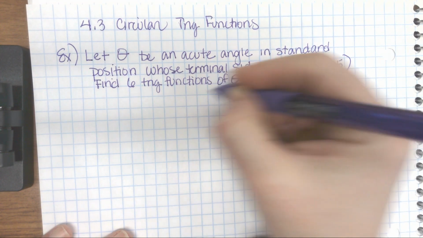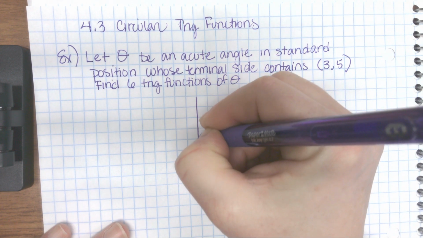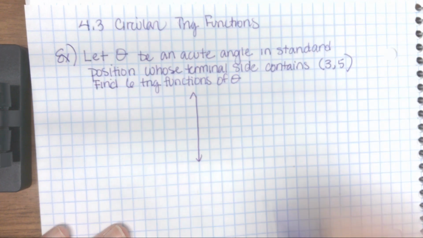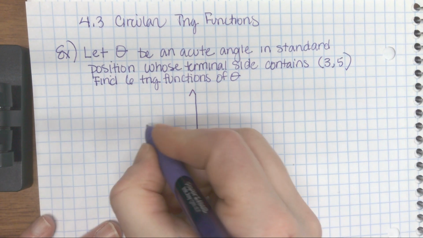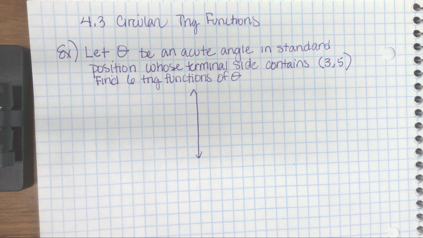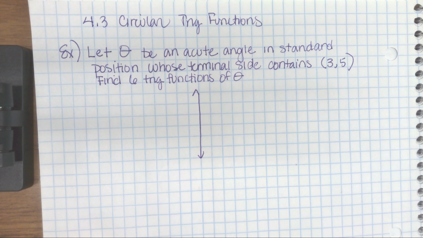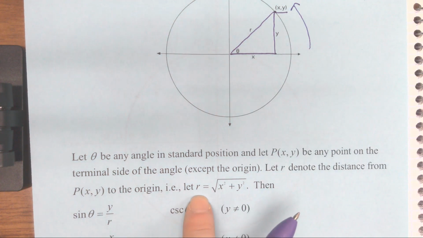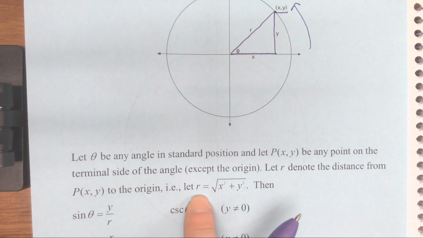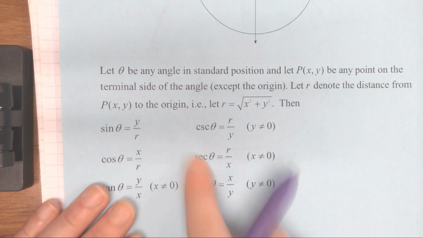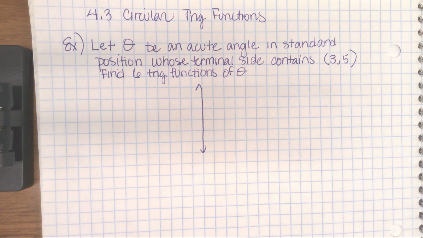So a picture would be, and I would think you would want to draw a picture. Now here's what some people will do. They'll go right to this formula and they'll say x is 3, y is 5. They'll use the Pythagorean theorem to find r, and that's totally fine. And then they'll just do that. I'm going to just draw a picture so you see what we're talking about.